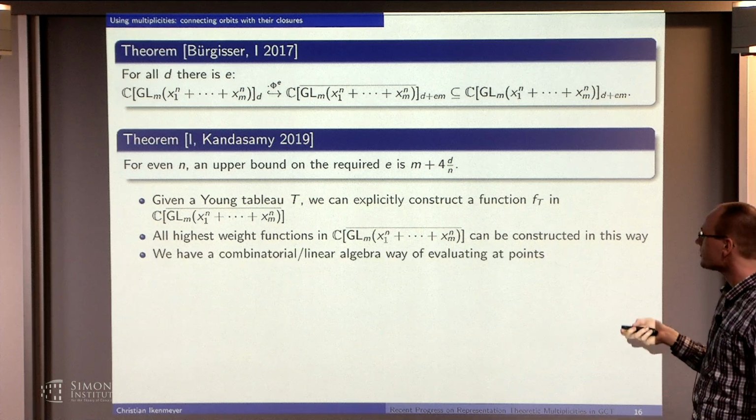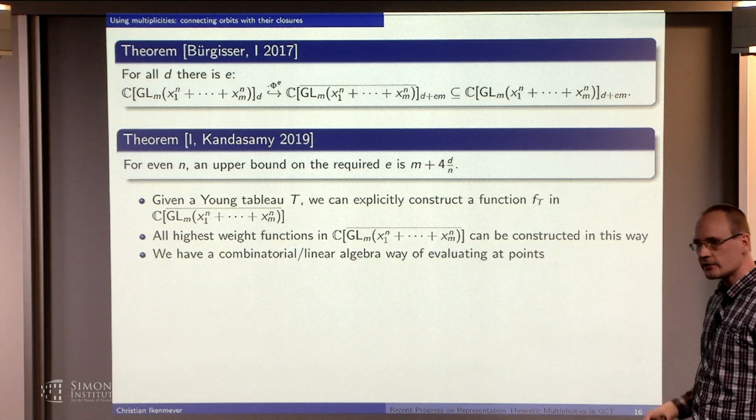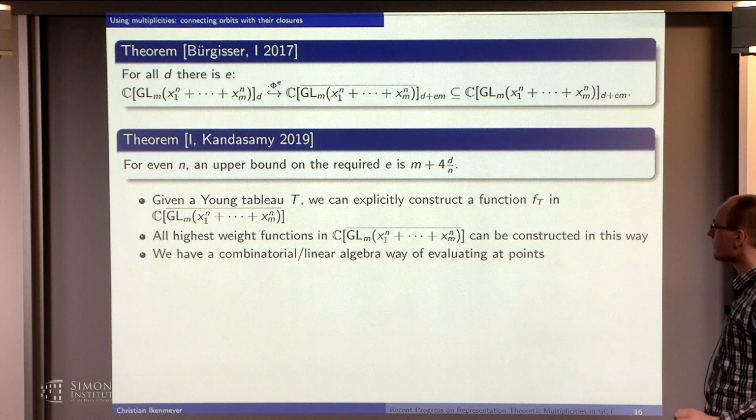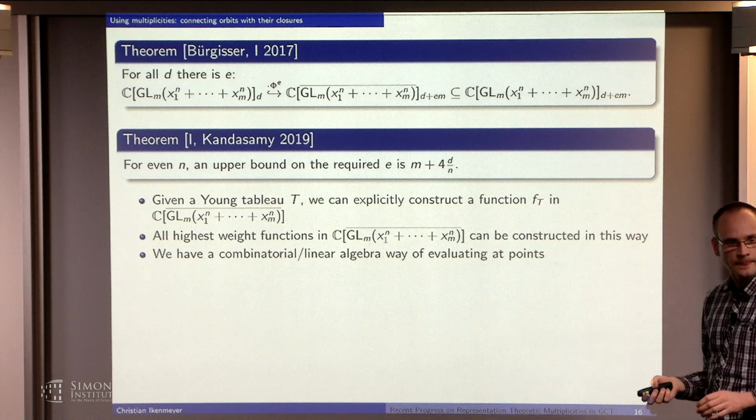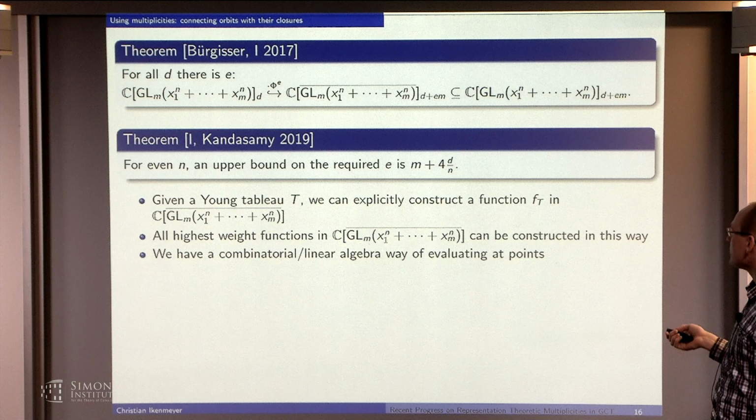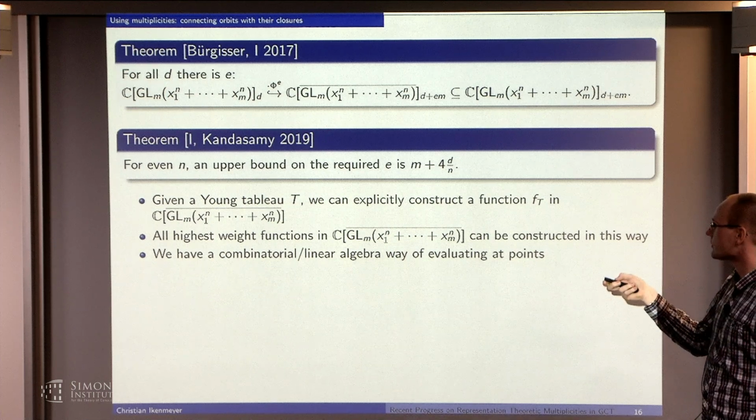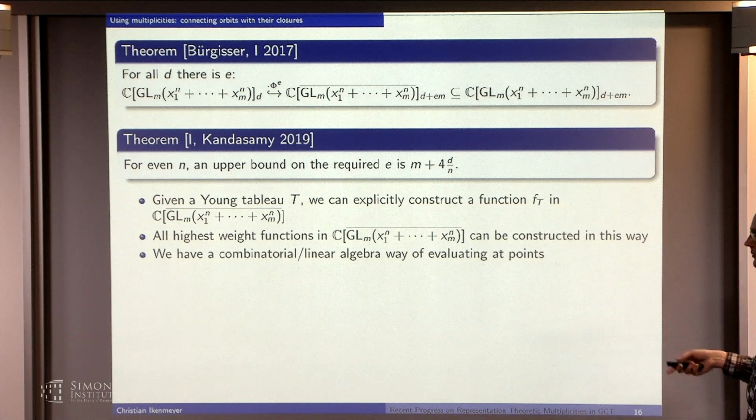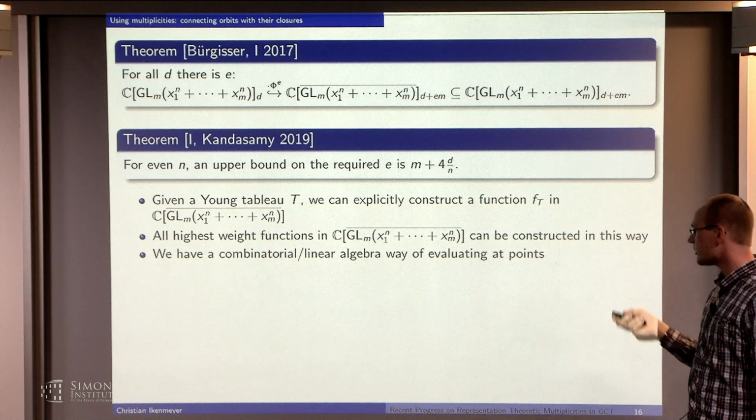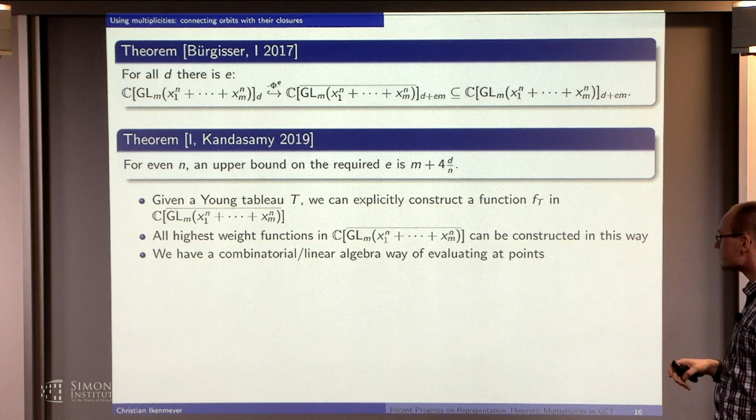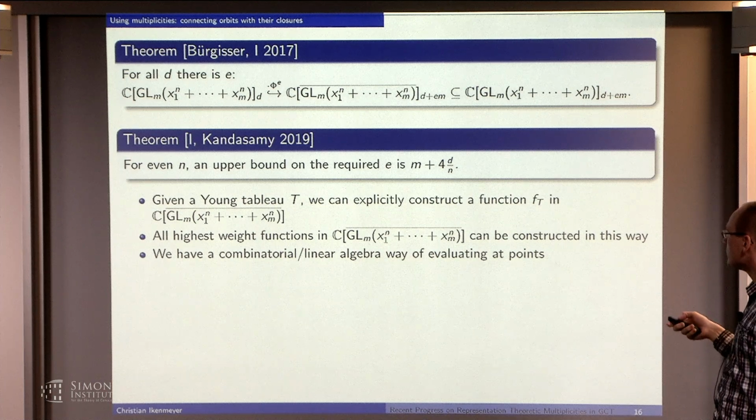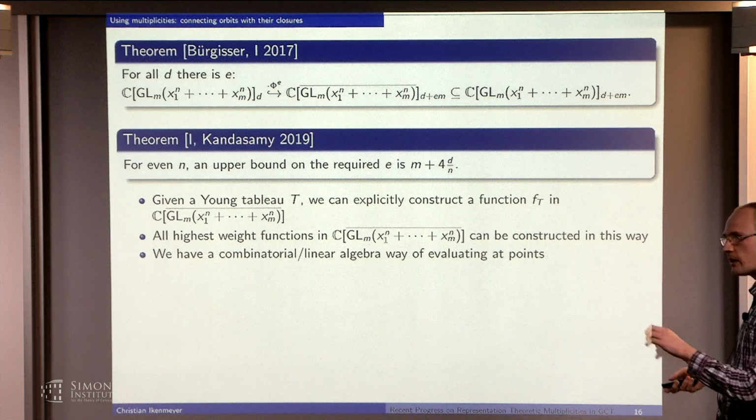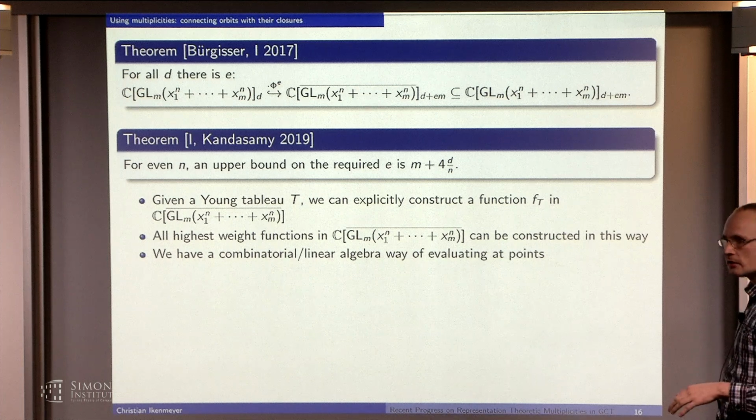But what we can do is we have some way of evaluating these functions at specific points. This uses FT, the highest weight vector. You can explicitly construct these FT, and that's the highest weight vector. This has appeared in several of our publications so far. It's a construction process from Young tableaus to highest weight vectors. And there's a combinatorial procedure that uses some little multilinear algebra to evaluate at specific points. But we don't know much.